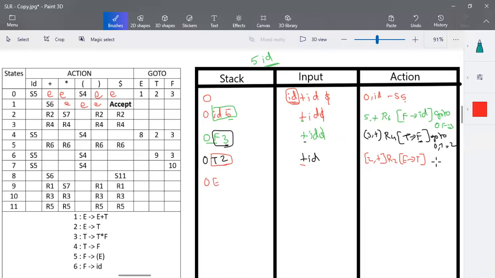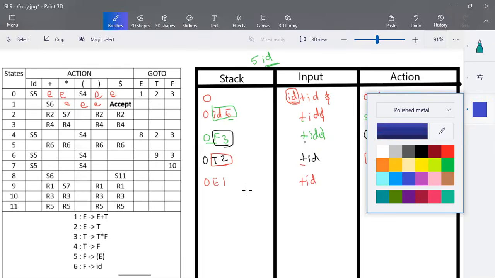And each and every reduce operation is followed by a goto operation. We perform this goto operation with 0, comma E. What is there in 0, comma E? The entry is 1. So we'll be pushing this 1 into the stack, and the input will remain as it is.